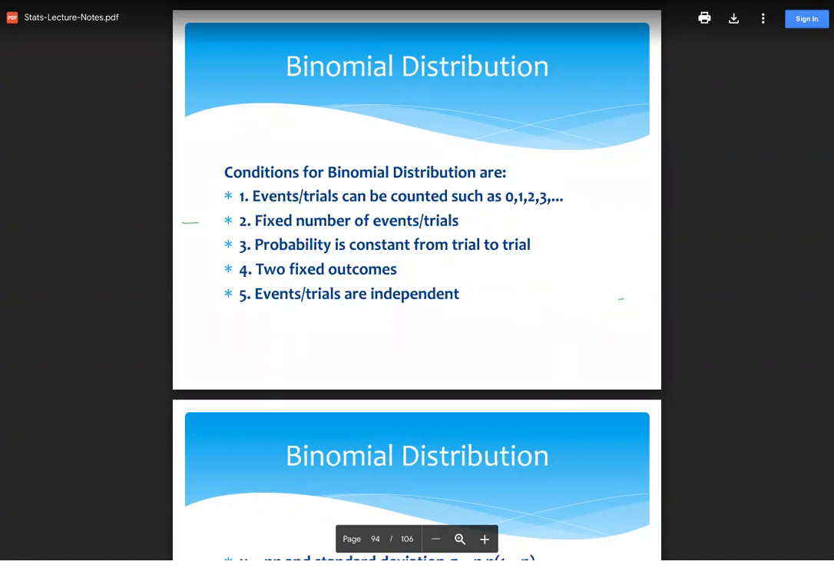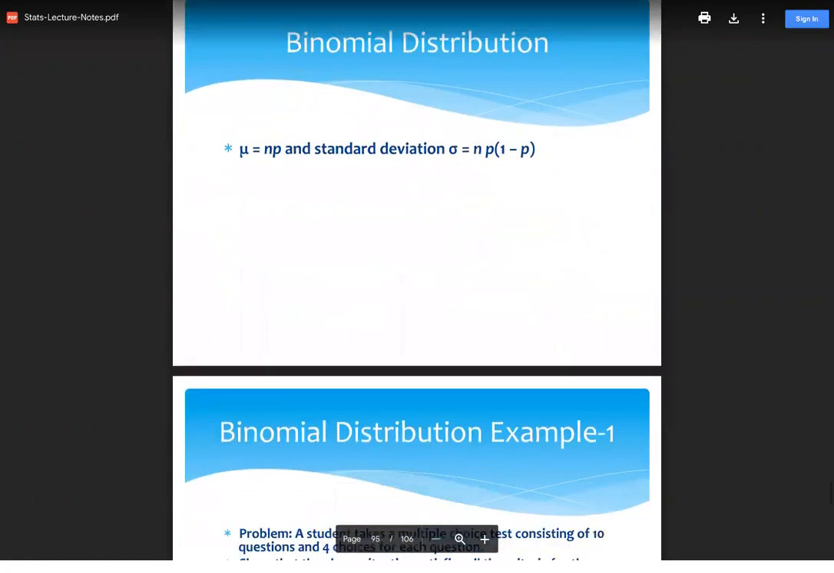Next, we're going to continue, and let's clarify something. There is a typo here. This is sigma square, okay? Sigma square is n times p times 1 minus p. So the mean for a binomial distribution is mu equal to n times p. Every distribution has a mean and a standard deviation or variance. So the mean for a binomial distribution is np.